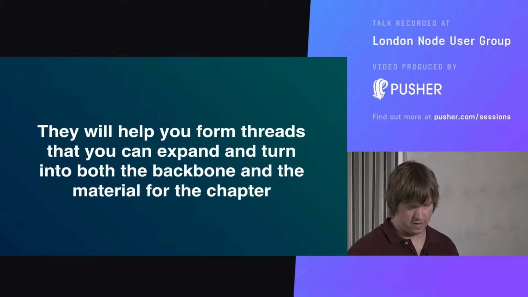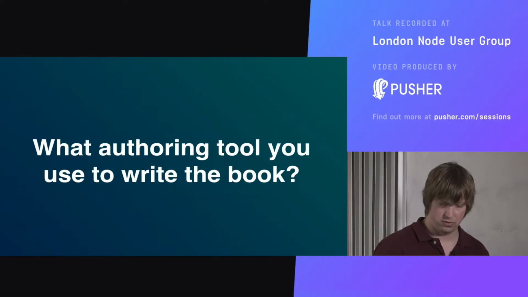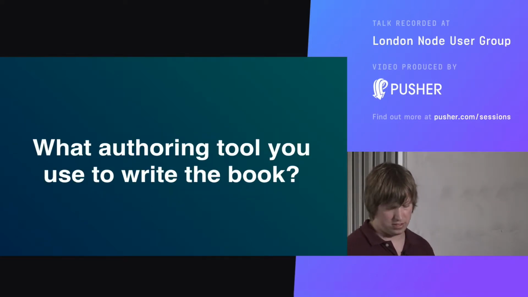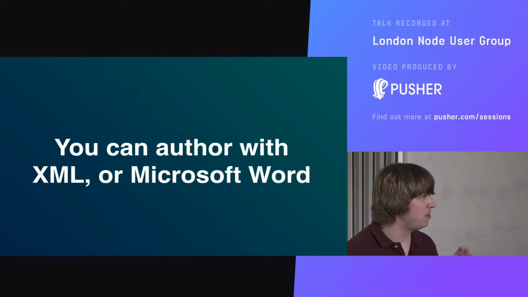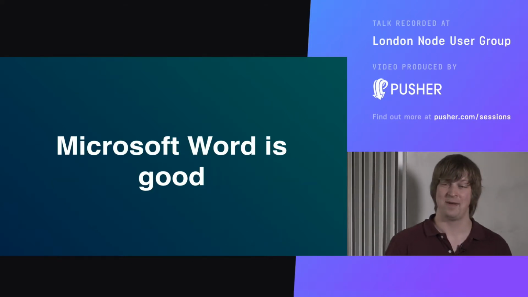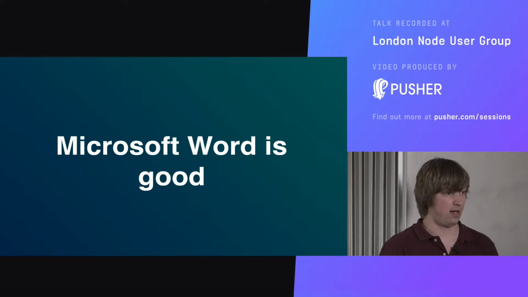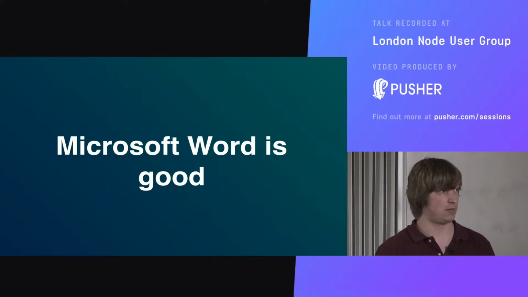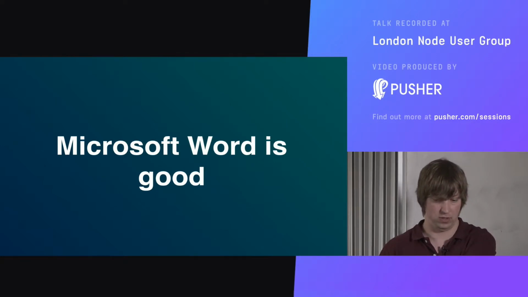And then the process. So in terms of what authoring tools did I use to write the book? Well, you had two options. You could either use an XML format that Manning had, or you could use Microsoft Word. And I will now tell you that Microsoft Word is really good. It really is. I was using it on my Mac. As part of writing the book, I bought a Windows laptop so I could test the desktop apps on Windows.